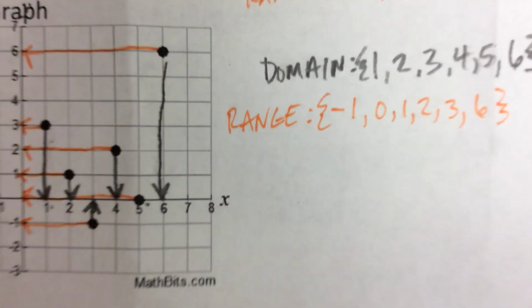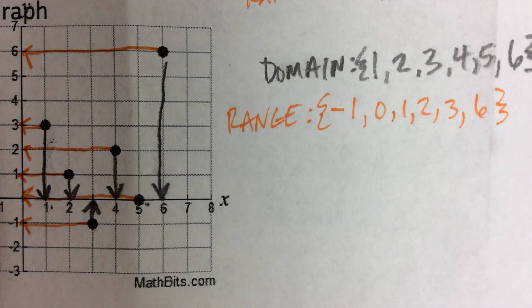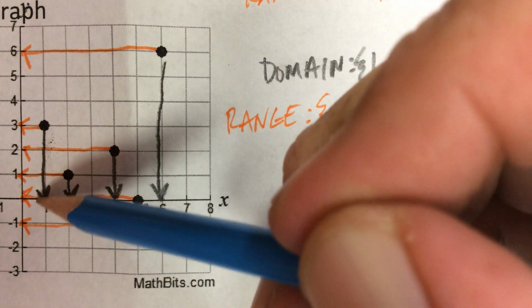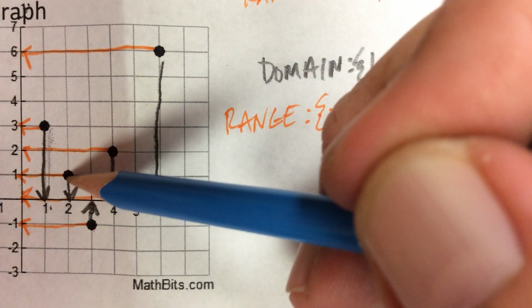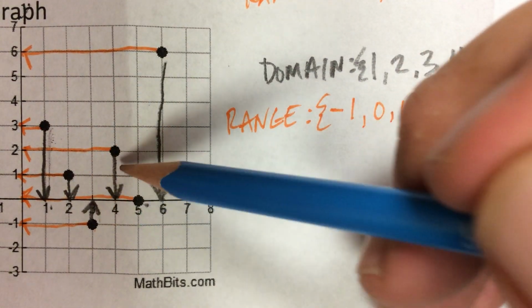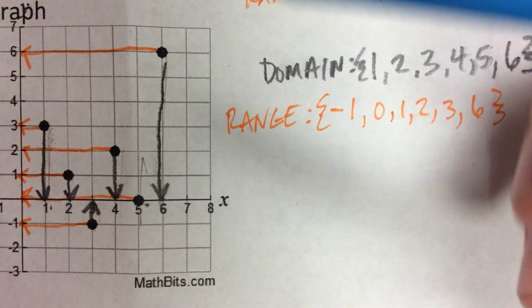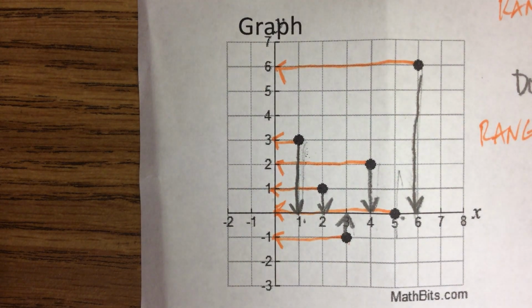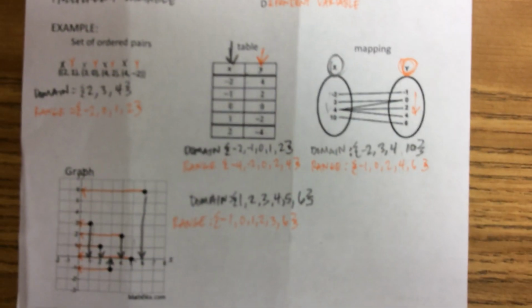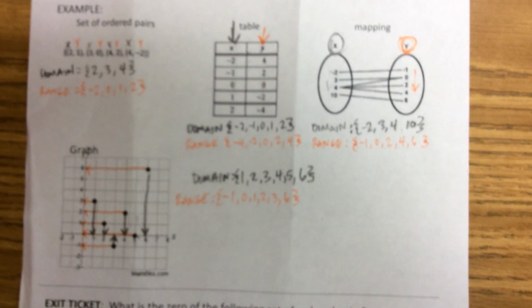Yes, this is a function, and this is a function because none of the x values are touching more than one dot. So this vertical line, only one dot. This line, only one dot. One dot, one dot, one dot, one dot. So we have a function. So that is how we find the domain and range when given a set of ordered pairs, a table, a mapping, or a graph.